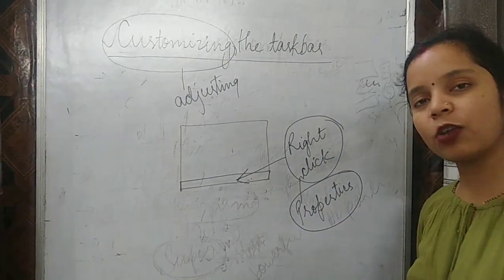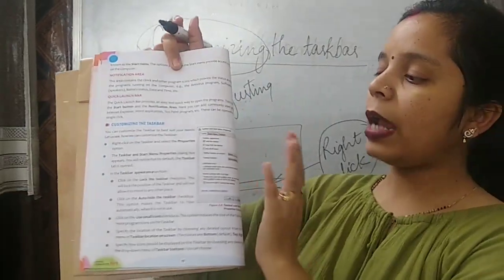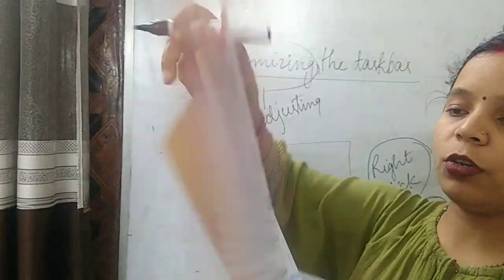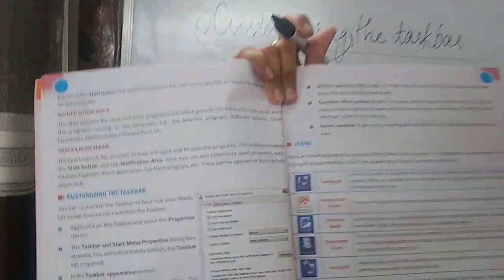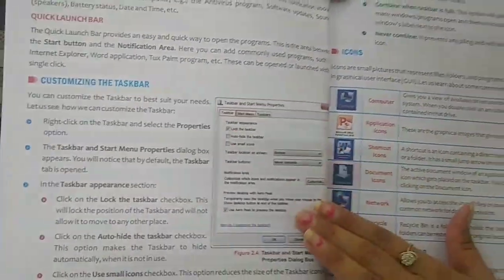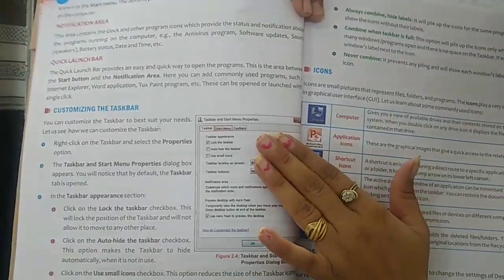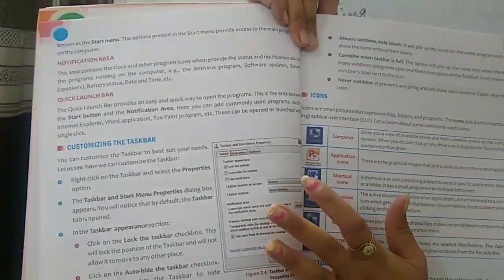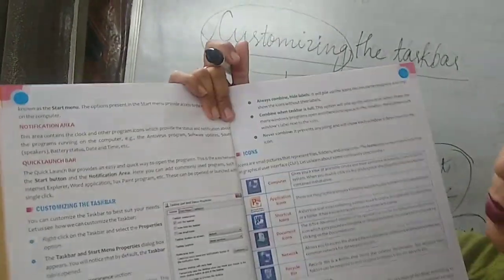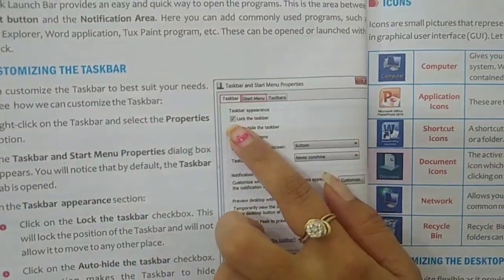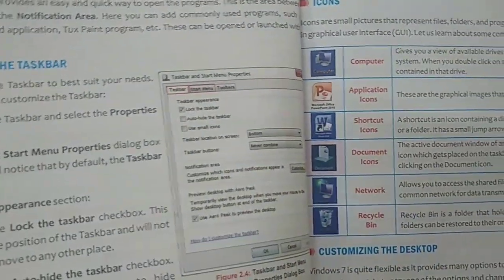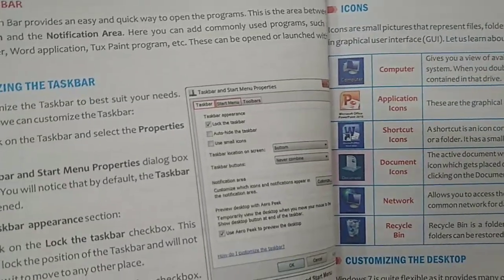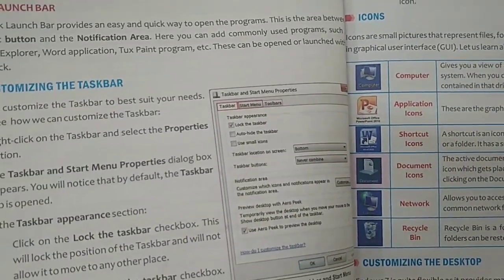One properties dialog box will be opened, and like this, as given in your book also, like this properties dialog box will be opened. It will show different types of properties of taskbar. You can choose and you can change it from here. Like in your book, some properties are given. First one is lock the taskbar. If you will click here, your taskbar will be locked. Means it will not be moved, it will be permanently locked there.